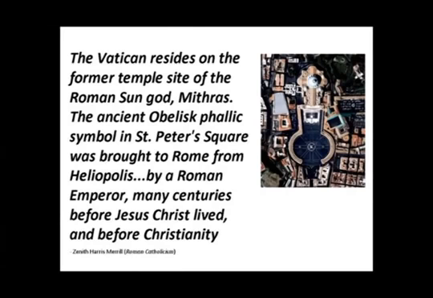Now, Zenith Harris Merrill, in the book Roman Catholicism, states that the Vatican resides on the former temple site of the Roman sun god Mithras. The ancient obelisk phallic symbol in St. Peter's Square was brought to Rome from Heliopolis by a Roman emperor many centuries before Jesus Christ lived and before Christianity.